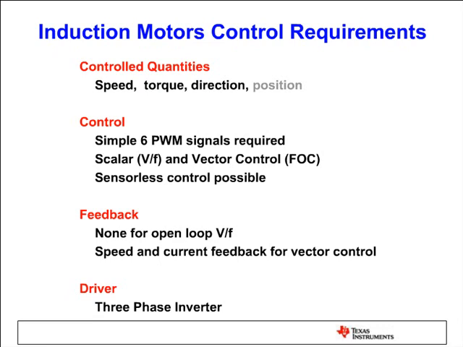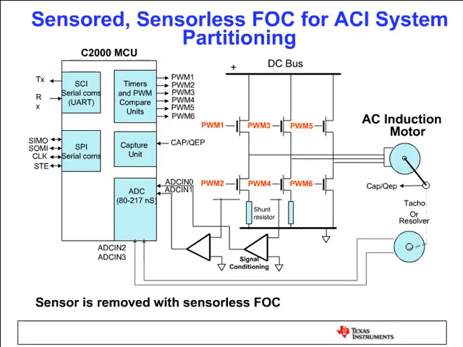So we can control the induction motor using V by F, scalar control or vector control. And the driver is again a three-phase inverter. And here is the diagram. This is pretty much similar to PM motors. 6 PWMs, three-phase inverter, and the currents are sensed through the shunt resistors. And you can implement either sensored or sensorless.